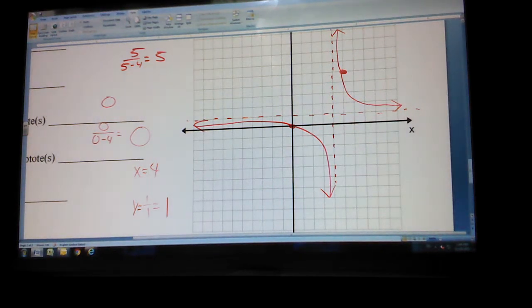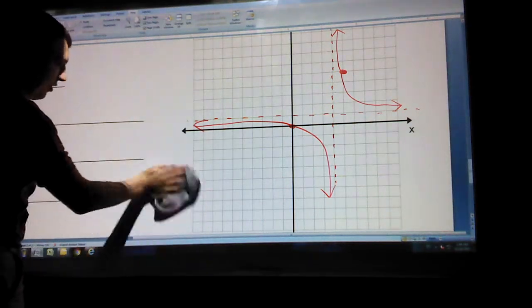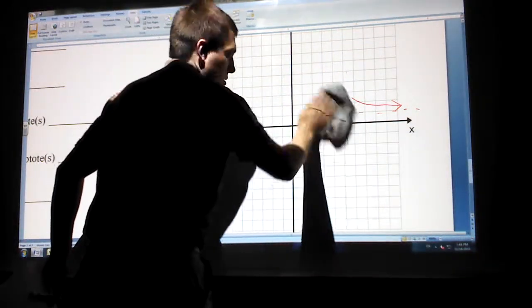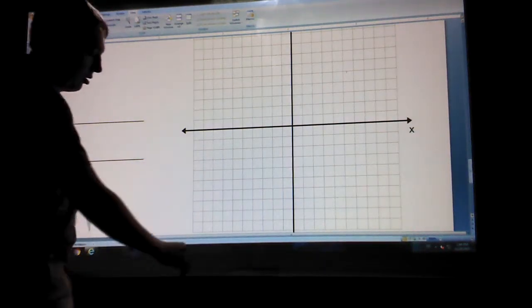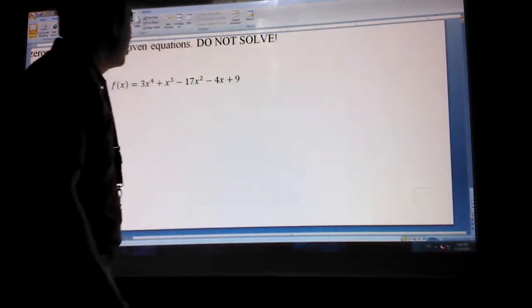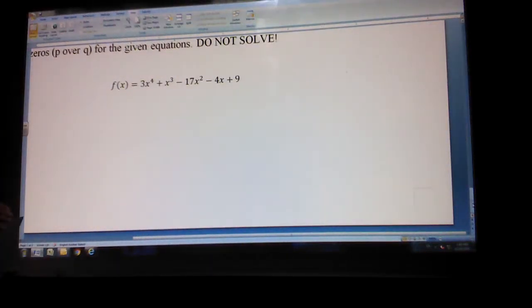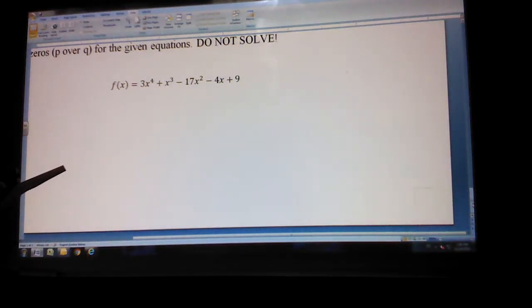The last one is not supposed to be hard, but you're going to get a point taken off if you don't listen and follow directions. It says to make a list. Now it says to use P over Q, but it does not simply say to write P over Q. It needs a list. What are the possible zeros?